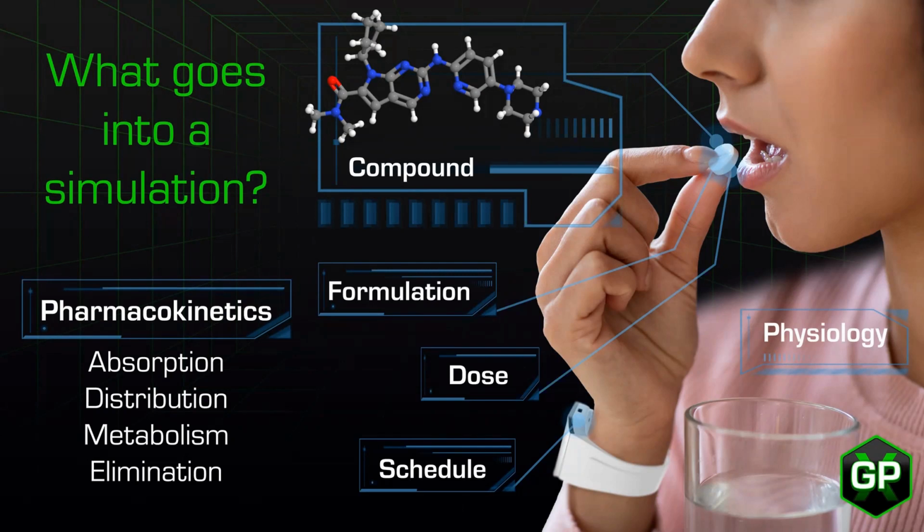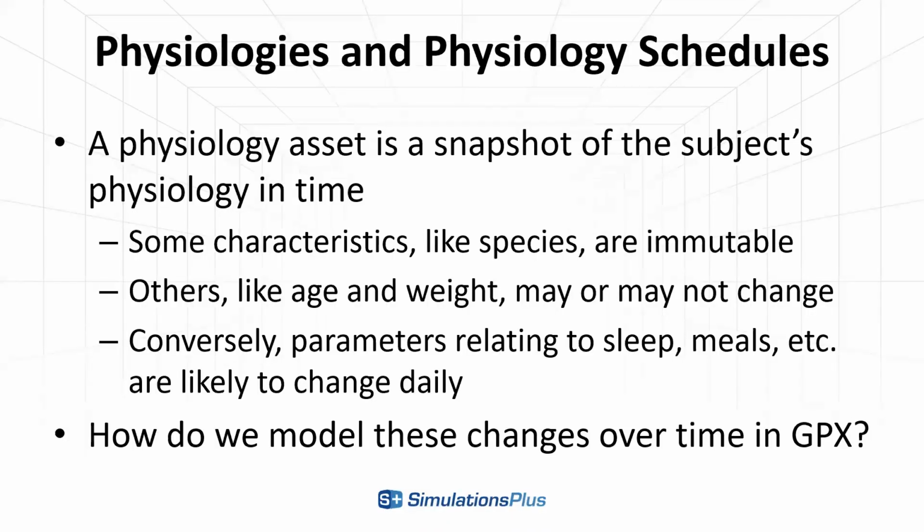that subject. It is important to remember that we have the pharmacokinetics as well that exist at the intersection of the compound and physiology. So what is a physiology in GPX? A physiology is an asset, and it is a snapshot of the subject's physiology at a single point in time. And what do I mean by that?